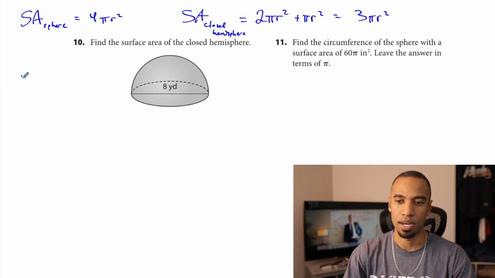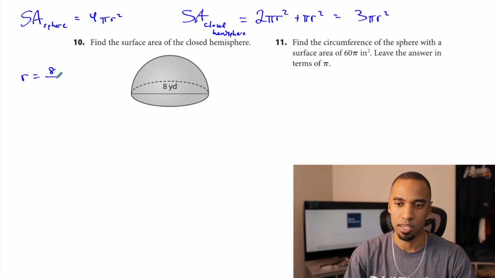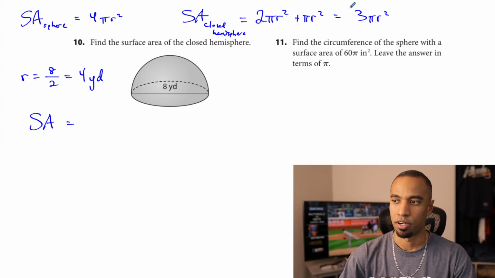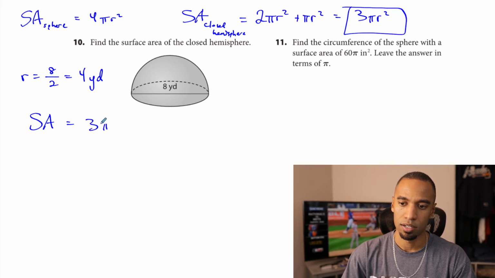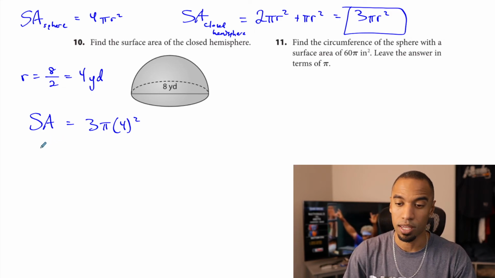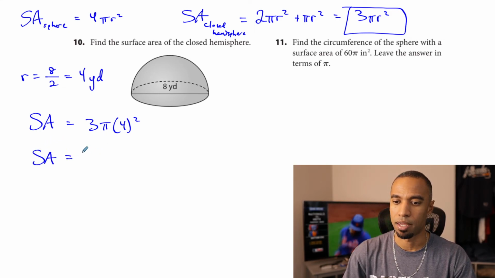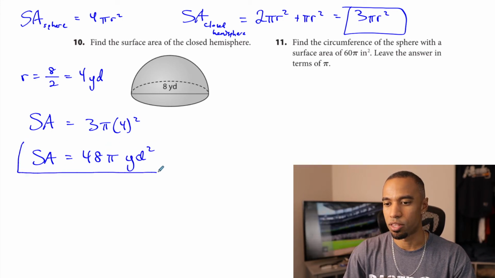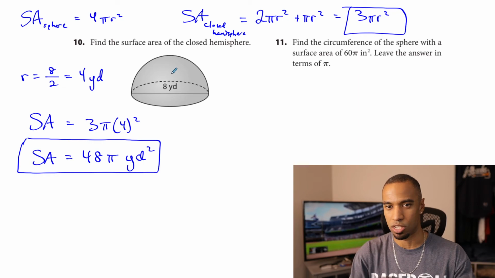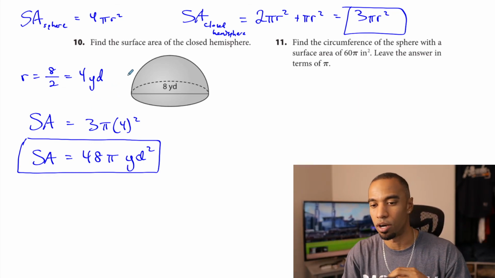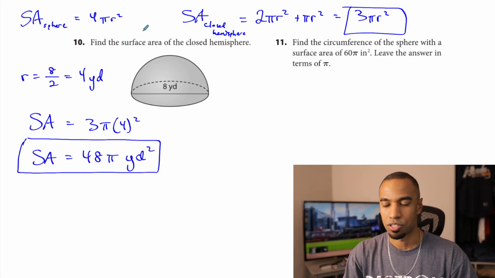So just find the radius here, which is half of 8, because 8's the diameter. So we get 4 yards. So the surface area of the closed hemisphere here is going to be that 3 pi r squared. 3 pi times 4 squared. 4 squared is 16. 3 times 16 is 48. So we get 48 pi square yards. Now, I think these are under the same instructions as the previous thing. I haven't seen a change in instructions, so I will leave it in terms of pi. It's close to 150 square yards or so. That'll be my final answer.